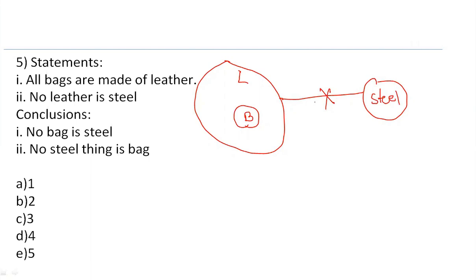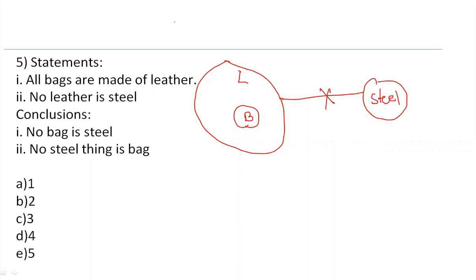Now you please tell me, if there is no relation between the outer circle of leather and steel, will there be any relation between the inner circle of bags and steel, guys? Outer circle is not at all having any relation. Okay. Can you say that there is any relation between the inner circle of bags and steel? Yes or no? Did you get the point, guys?